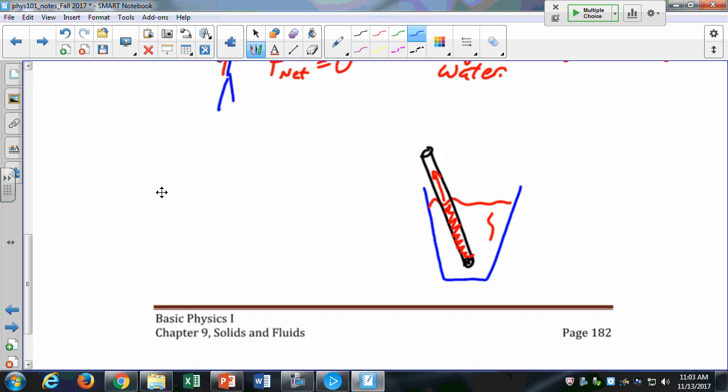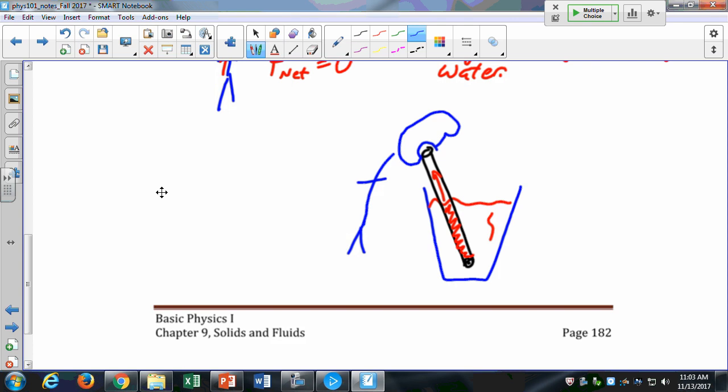Let's draw a little person here. There we go. It's a very large drink, and he's trying to drink out of this straw. So next time that you're using a straw, think about this. What is it that causes the fluid to go up into the straw and into your mouth?